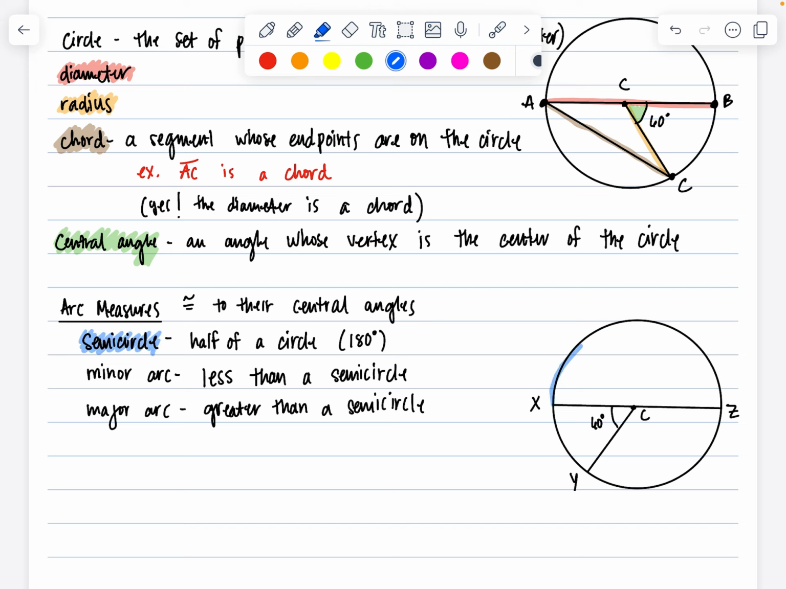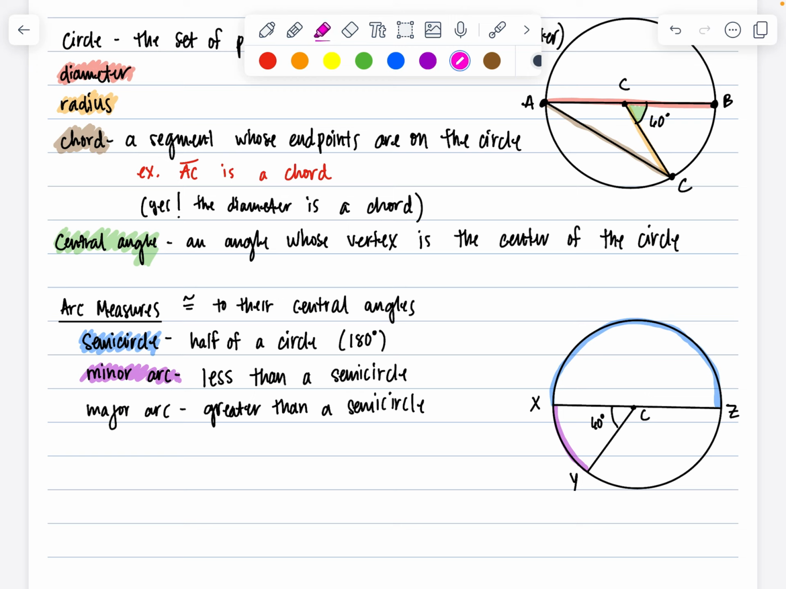So if I drew this, this would be the semicircle. Okay, then I'm going to draw the minor arc in purple. A minor arc could possibly be, for instance, from X to Y. It is less than 180 degrees.